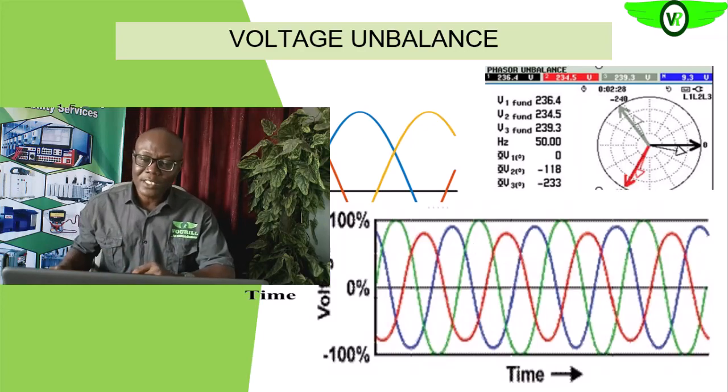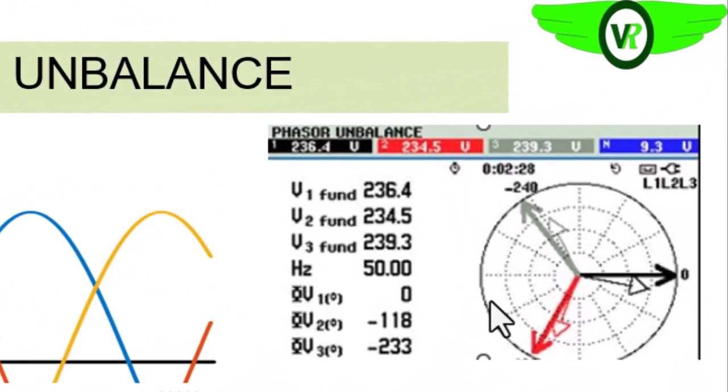If you look at the top right of your screen, you will see what you could observe when you use a power quality analyzer on your system. As you can see, these are the various voltage levels of the three phases, and as you can see clearly, they are not of the same magnitude. Then the frequency is 50 Hz, which is what is expected if the system is a 50 Hz system.